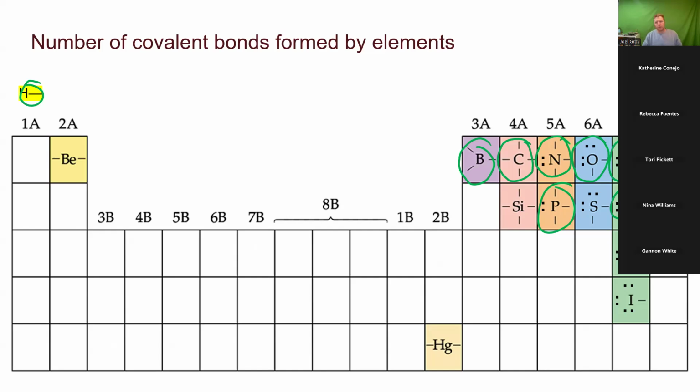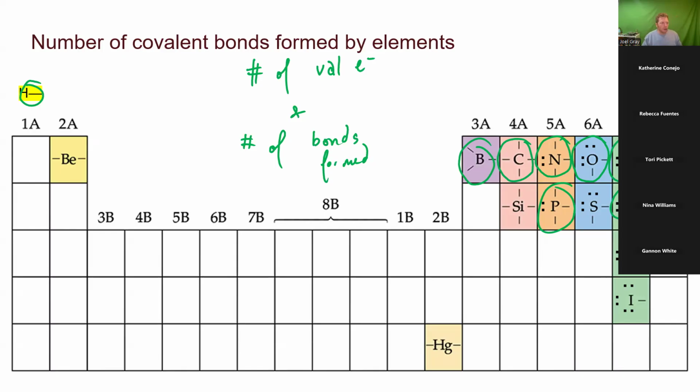So if you're thinking, I need to know these, what I would work on is making sure that I know how many valence electrons an element has. So I'll write that up here: number of valence electrons and number of bonds formed. Those are the two things that I would say are maybe the most important.